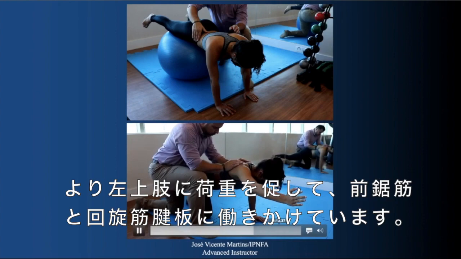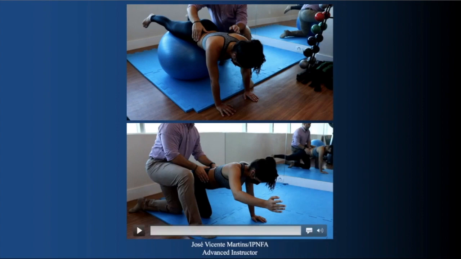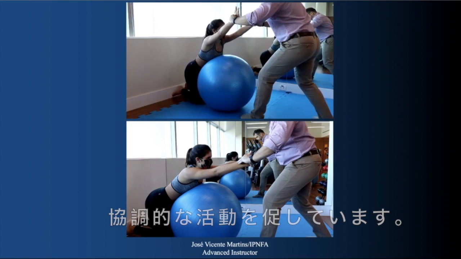And this is a good activation for rotator cuff muscles and also for serratus anterior. So here you can see flexion, abduction, external rotation in association with trunk extension.